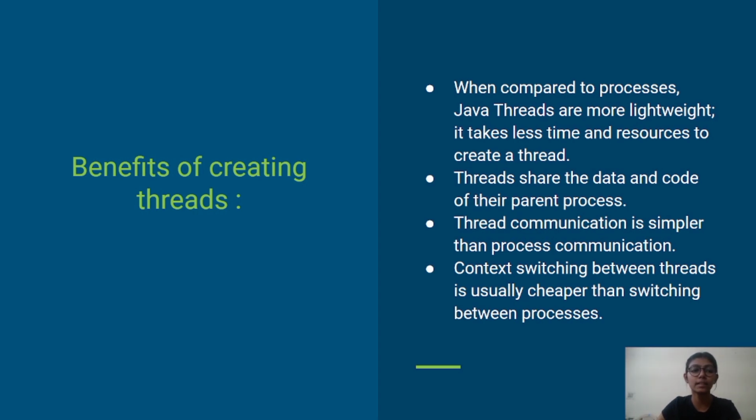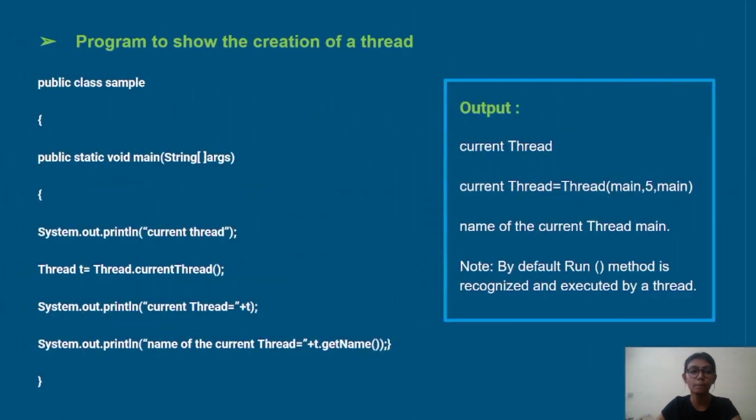First of all, we see the benefits of creating threads. When compared to processes, Java threads are more lightweight. It takes less time and resources to create a thread. Threads share the data and code of their parent process. Thread communication is simpler than process communication. Context switching between threads is usually cheaper than switching between processes.